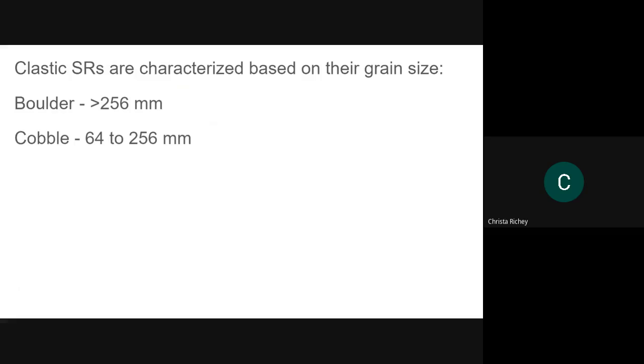25.6 divided by 2.54. So at least 10 inches, if we put it into what we understand. If it's below that, we call them puddles.